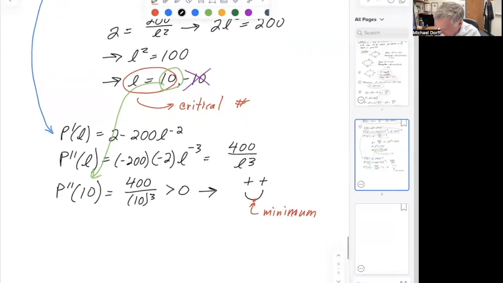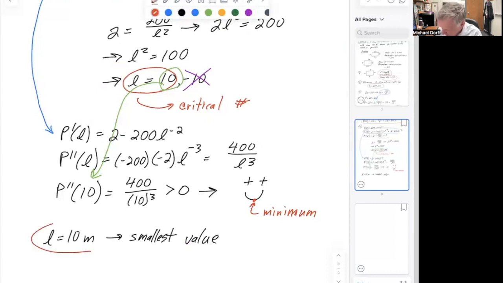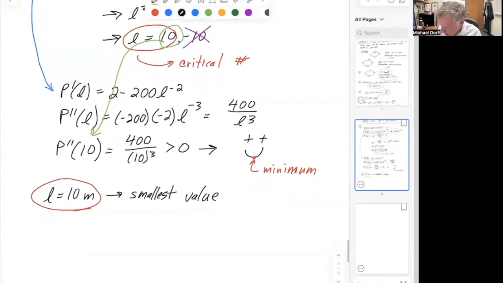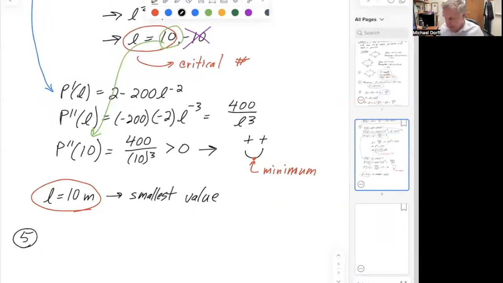So that tells me that when L equals 10 meters, that gives us the smallest value, the minimum value. Okay, great. All right, but we're not done because we have to answer the original question.